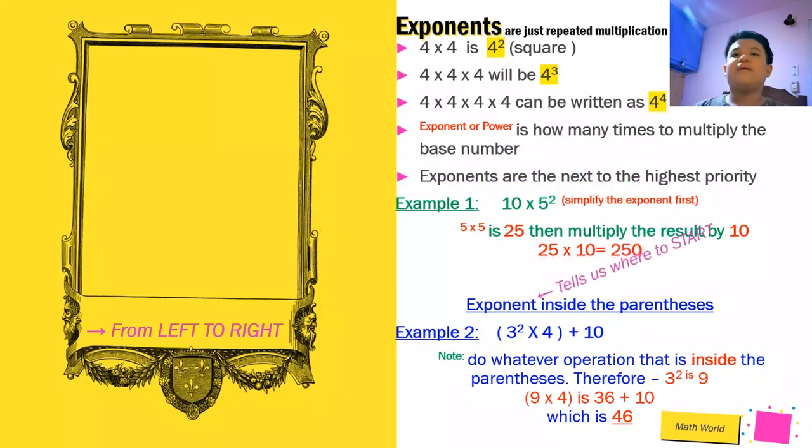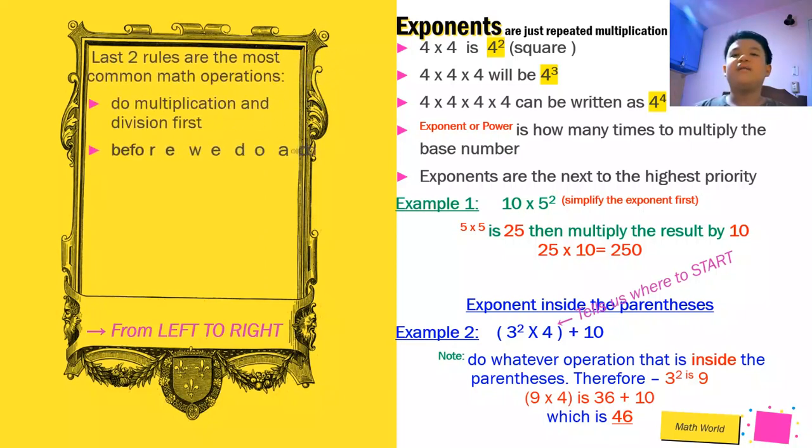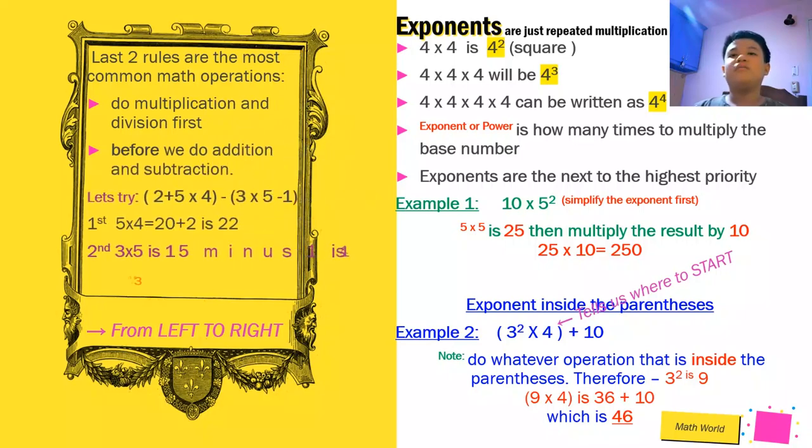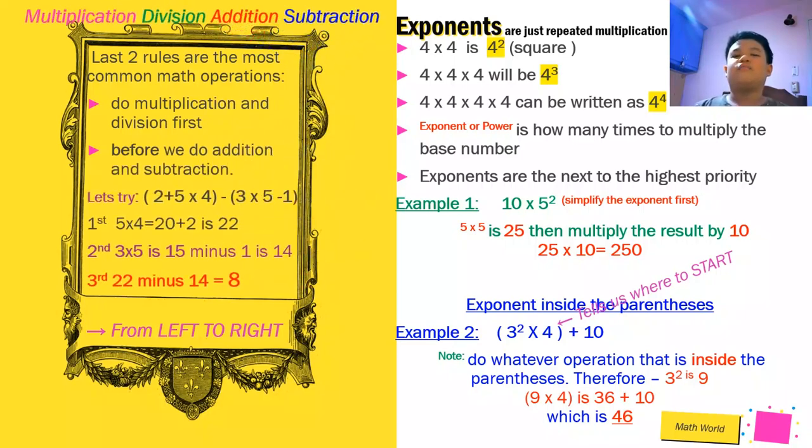So in this problem, first we do 3 to the power of 2, which means 3 times 3 is 9. Then the part inside the parentheses is 9 times 4, which equals 36. And once the parentheses are gone, we have 36 plus 10 and get 46 as our final answer.